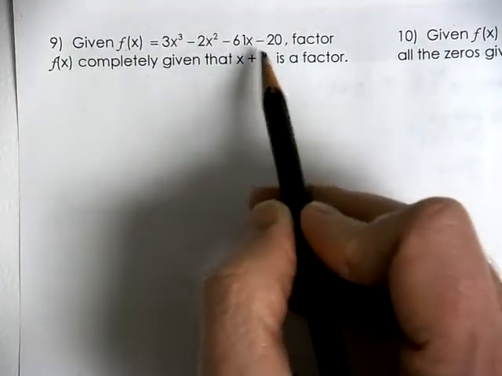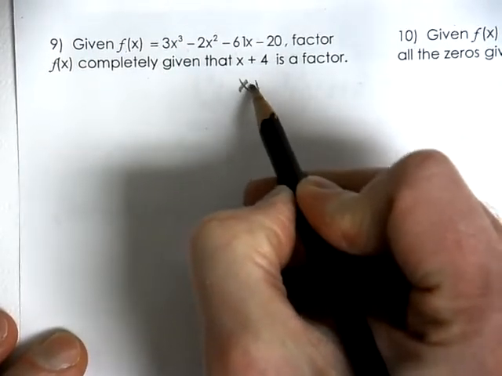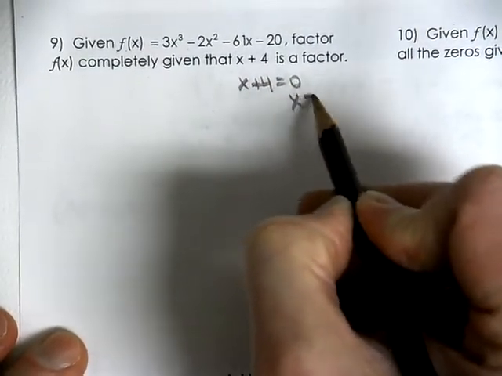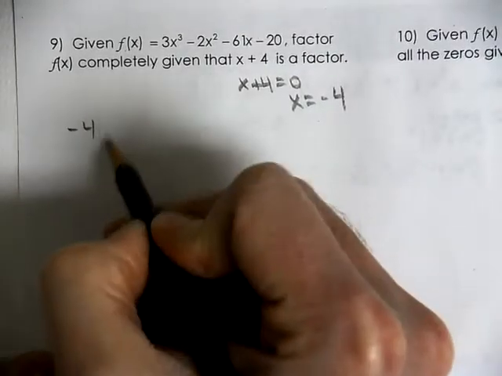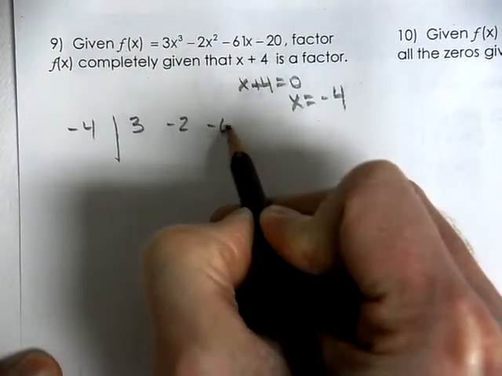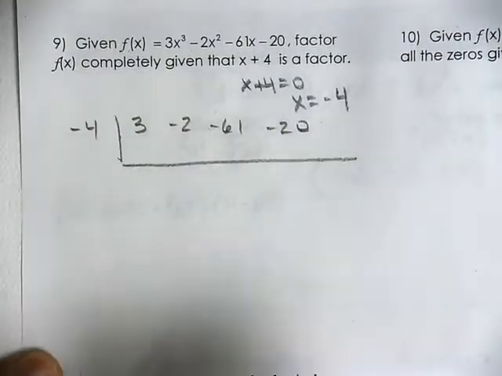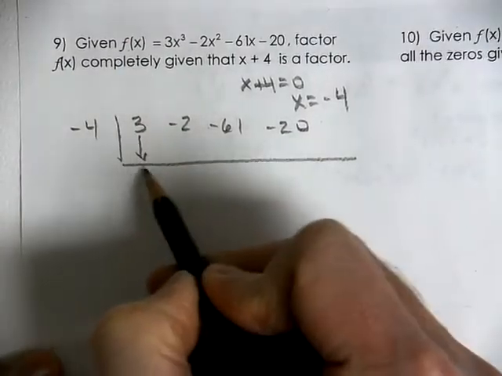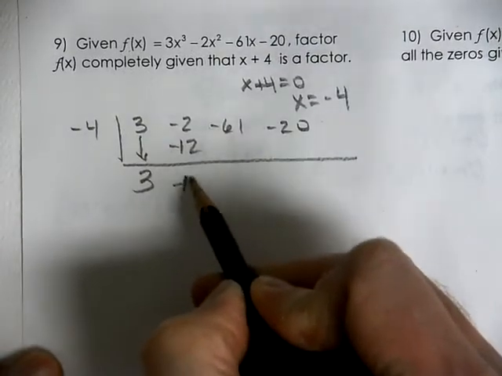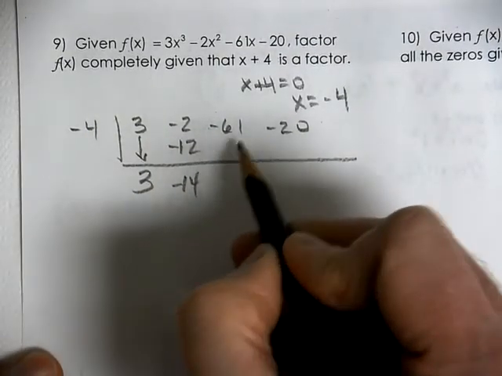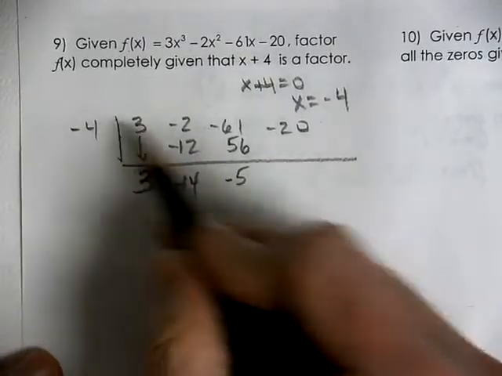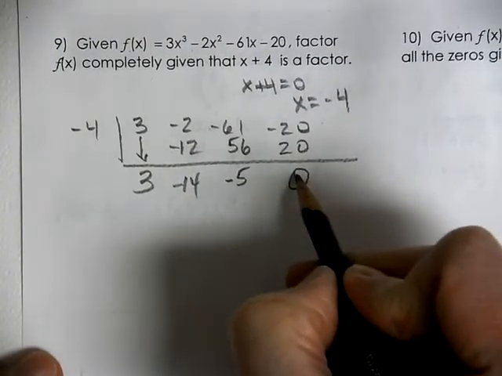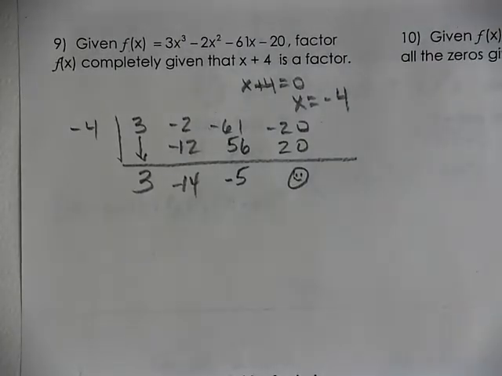They've told us what one of the factors is already. So if we take that factor and set it equal to 0, we'll find out that it has a 0 of negative 4. So we're going to use that negative 4 in synthetic division. Drop down your 3 and multiply. That gives us a negative 14. This would be 56. 2 negatives make a positive. Gives us negative 5. Multiply to give us a positive 20. That gives us a 0. When we add negative 20 and positive 20, we get 0.